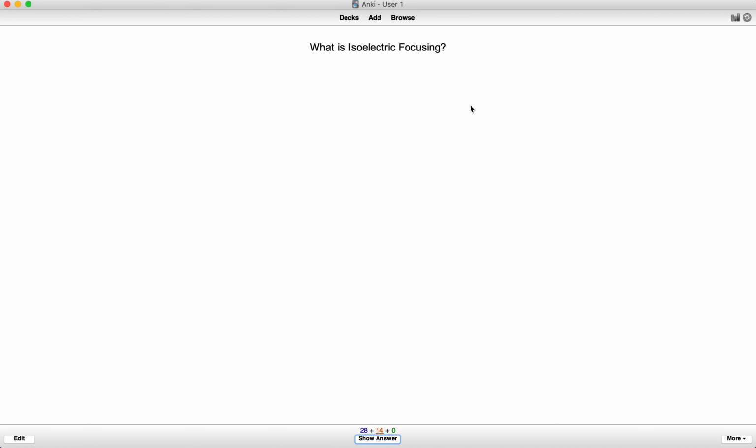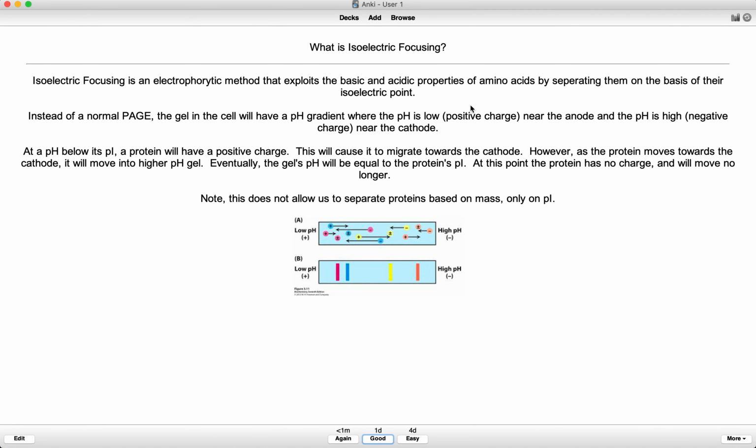Isoelectric focusing uses a special gel, and we have a low pH, positive charge anode and a high pH, negative charge cathode. We separate amino acids based on their isoelectric point. Positive charge anode, high pH negative charge cathode.